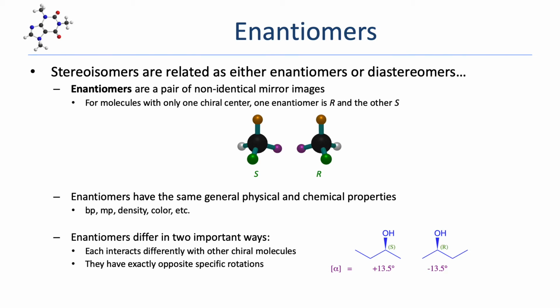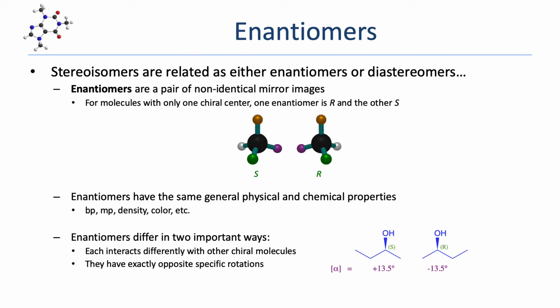images. They're enantiomers. For molecules that have only one chiral center, one enantiomer will be the R configuration, and the other will be the S configuration. Now, a pair of enantiomers have an awful lot in common. In fact, they have most things in common. Things like your general physical properties and a lot of chemical behavior. So things like boiling point, melting point, densities, color, all those things are going to be the same, whether you're looking at the R enantiomer or the S enantiomer.